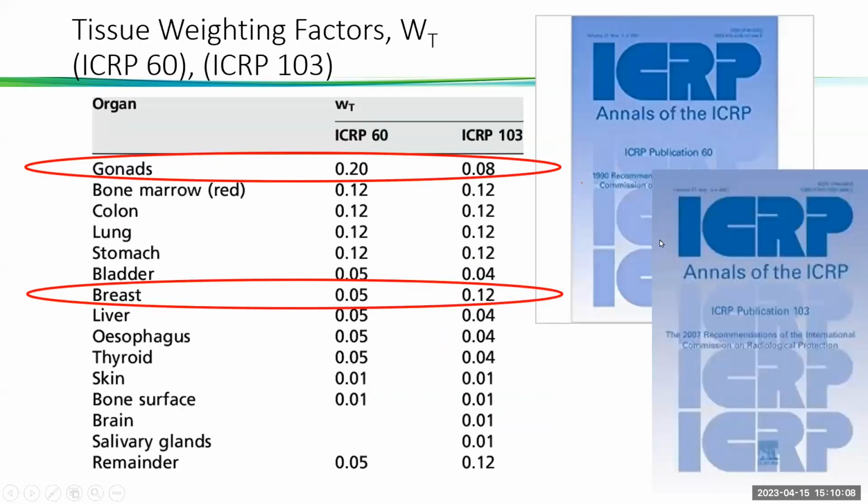ICRP publication 60, which was later superseded by publication 103, details the different tissue weighting factors. Between these two publications, there are some changes in the tissue weighting factors identified. For the gonads, they have reduced the weighting factor because studies have found that the gonads are not as radiosensitive as we thought, whereas the tissue weighting factor for the breast has increased quite a lot, saying that the breasts are more radiosensitive.